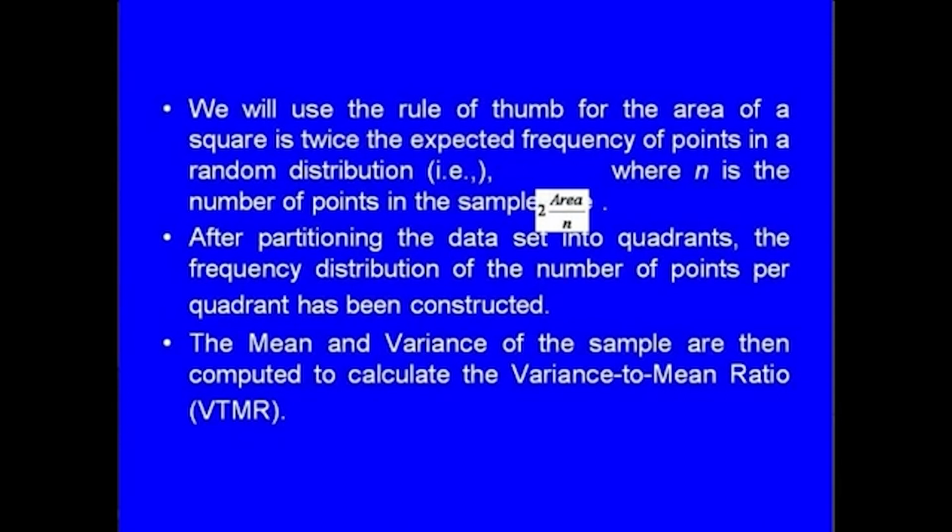After partitioning the data set into quadrants, the frequency distribution of the number of points per quadrant has to be constructed. The mean and variance of the sample are then computed to calculate the variance to mean ratio, or in short VTMR. So, how do we now proceed with the interpretation? We will now interpret the VTMR of a sample as follows.